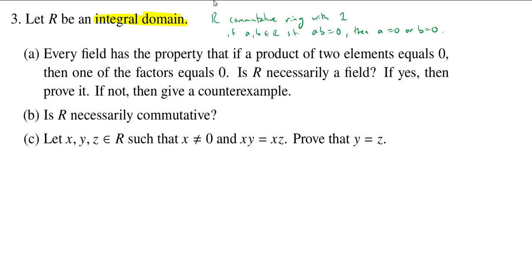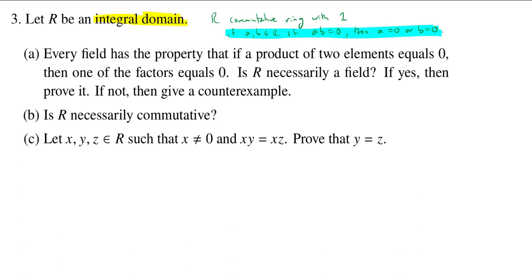Or Z mod 6Z. So let's see, part A: every field has the property that if a product of two elements equals 0, then one of the factors equals 0. That's referring to this line here. So every field has this property as well. The question: is R necessarily a field? We know R is an integral domain, and we want to know if it's a field. Fields have the same property here, and this is simply a matter of working out which class of rings is in which. So is every field an integral domain, or is every integral domain a field?